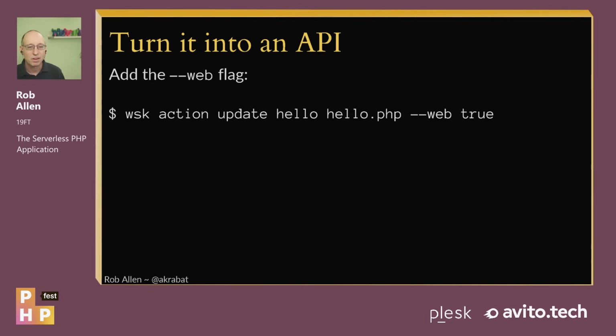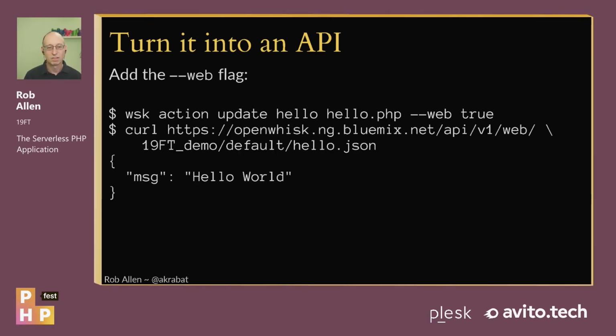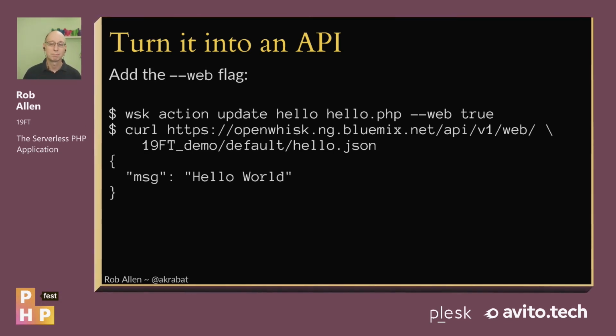We could turn it into an API. With OpenWhisk, we just add the web flag. Action update hello --web true, and now we can use curl. We get a URL and it's automatically generated for us, so it's not very pretty. We get our response back.